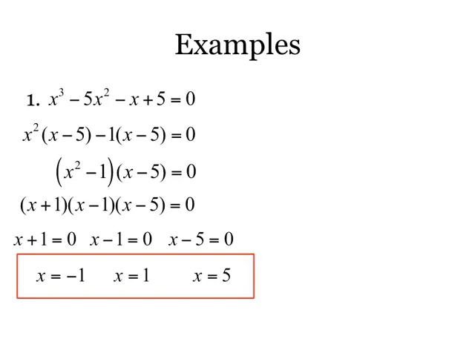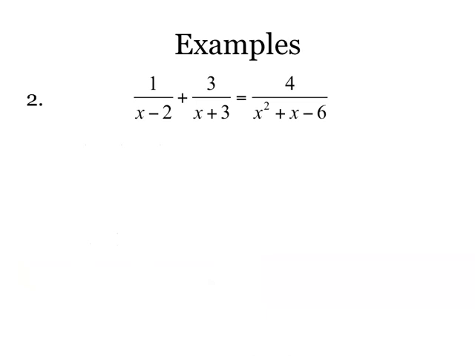All right, let's look at example 2. Here's an example where you're working with fractions, and you're working with the x being in the denominator. So the first thing you want to do in a problem like this is, if you can factor all the denominators, you should. So the x squared plus x minus 6 can be factored to (x minus 2)(x plus 3).